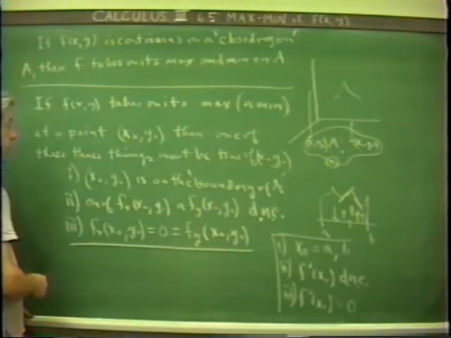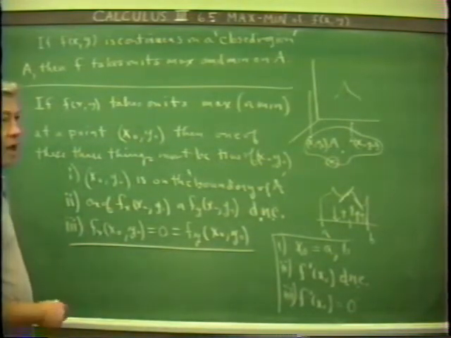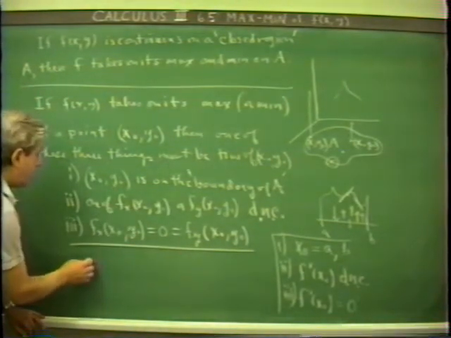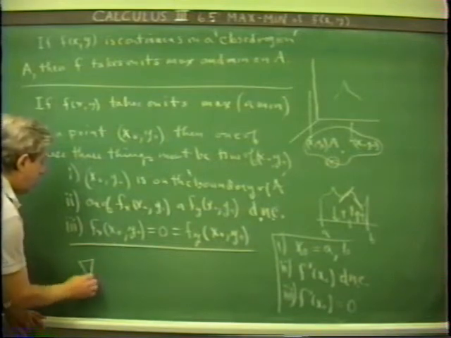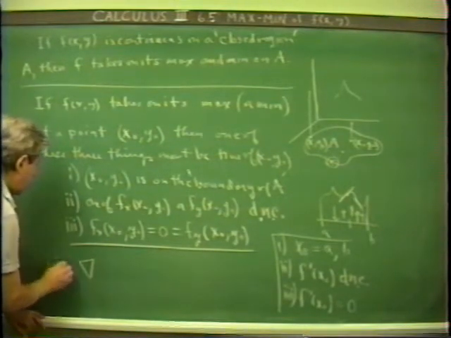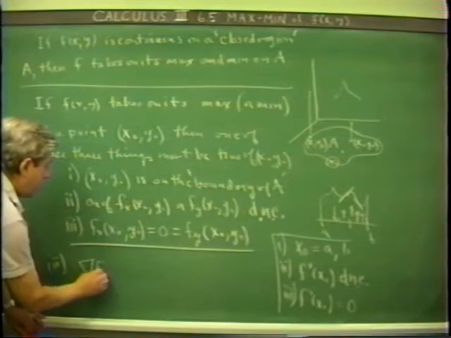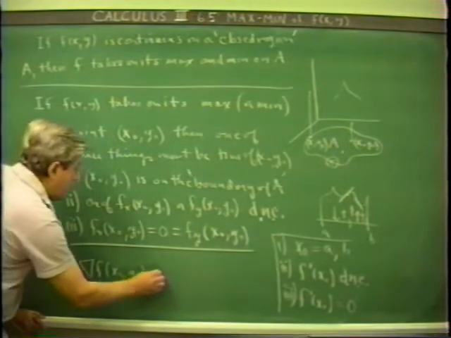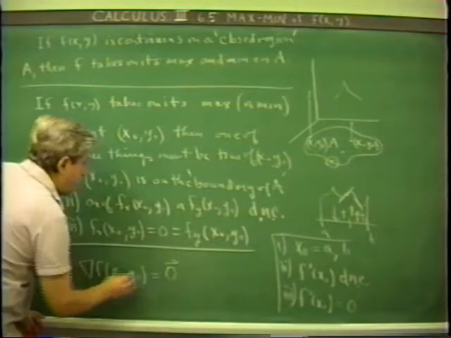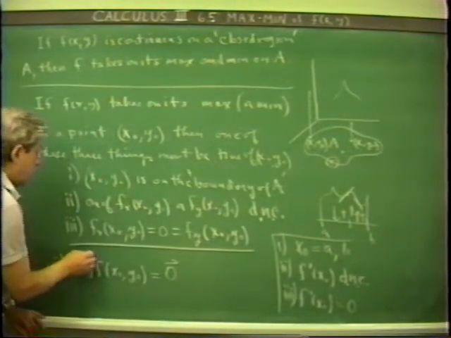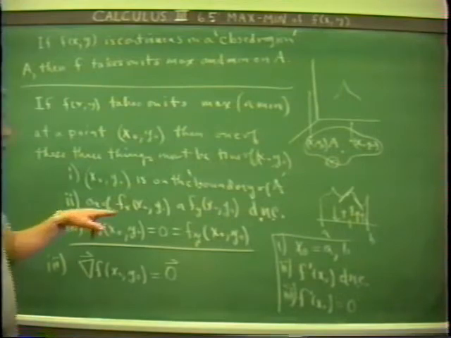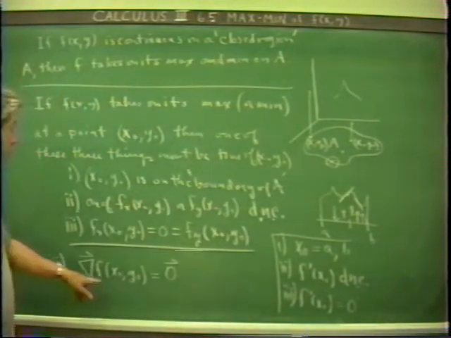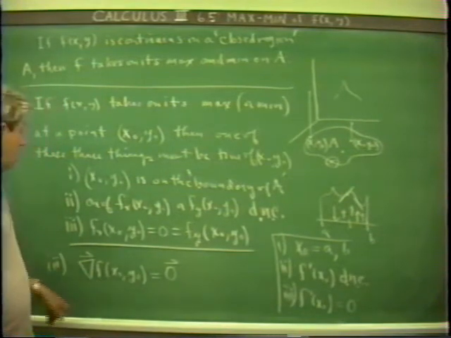This says, if you like, that if the function has a tangent plane at the point, that the tangent plane has to be horizontal. Another way of saying the same thing here, in the event that the gradient exists, is that the gradient must be the zero vector. The gradient of f at x naught, y naught must be equal to the zero vector. That's to say, there's no increase in any direction away from x naught and y naught.